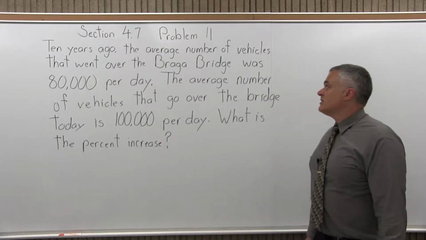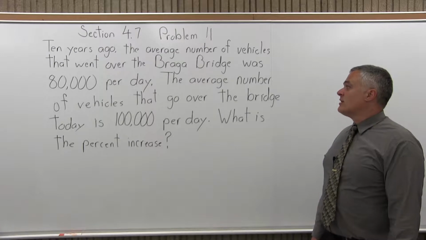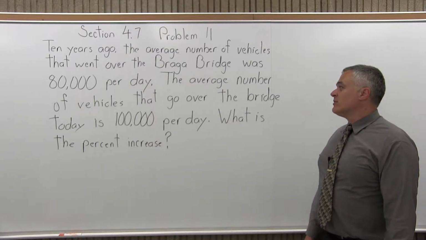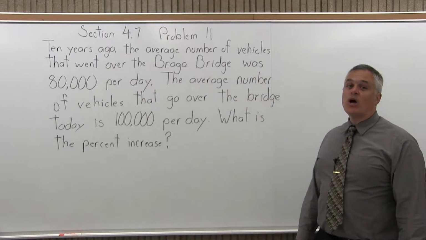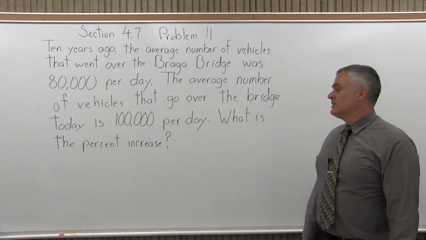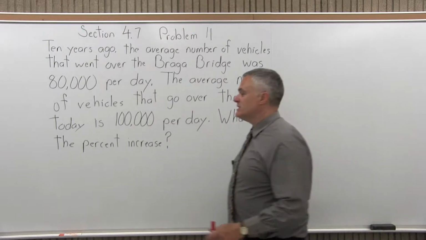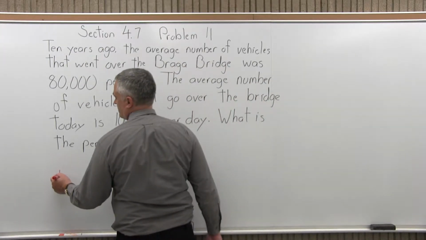It says 10 years ago, the average number of vehicles that went over the Braga Bridge was 80,000 per day. The average number of vehicles that go over the bridge today is 100,000 per day. What is the percent increase? So there is an increase. What is the percent increase? And there's a formula for percent increase.